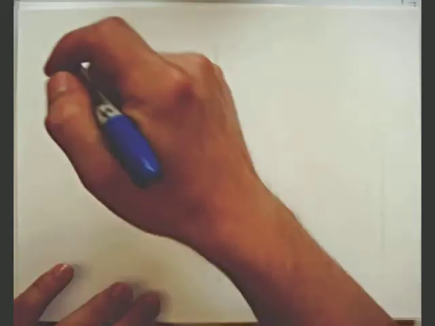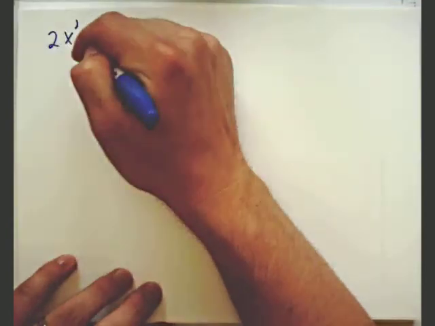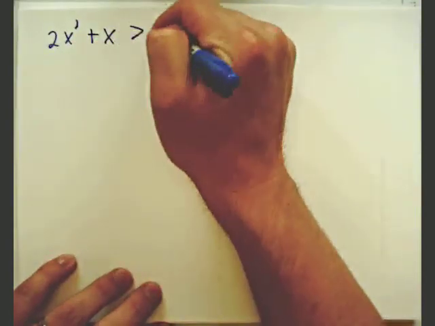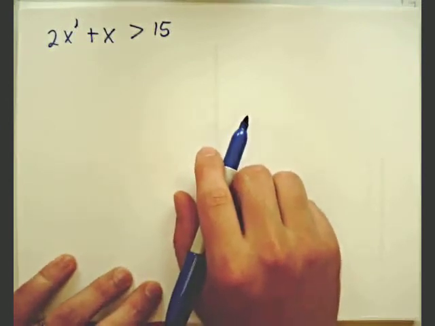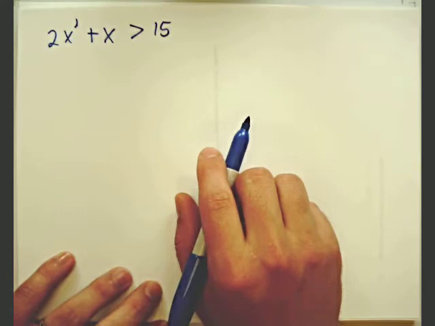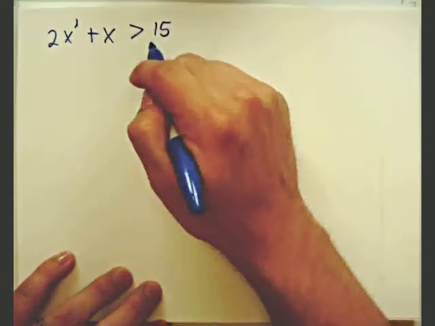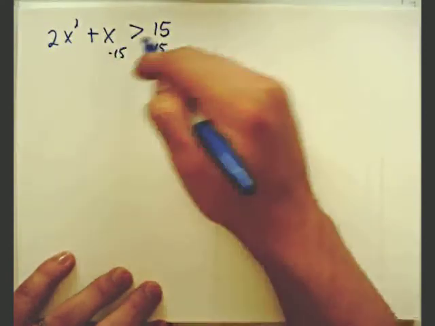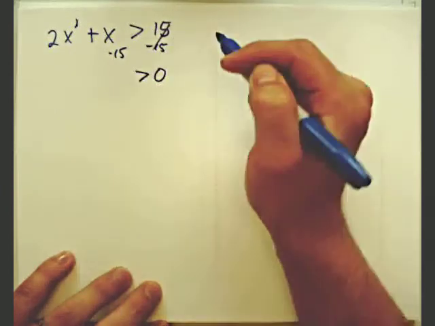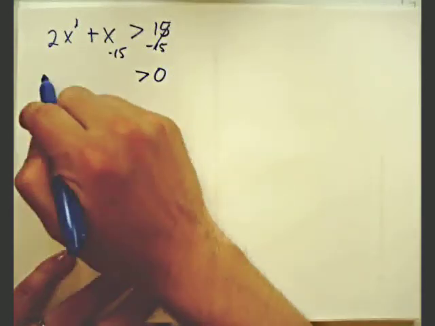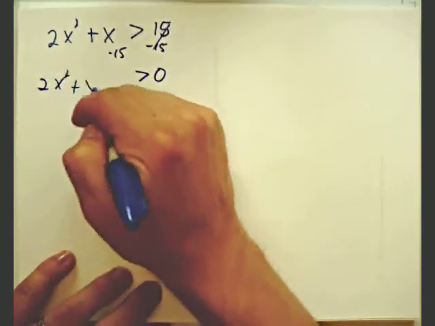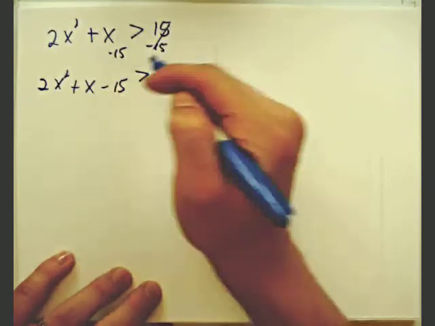So example number 1, we're asked to solve and graph the solution on a number line for 2x squared plus x is greater than 15. So the first thing we need to do is express everything on one side of the inequality. So this would involve subtracting 15 on both sides, giving us 0 on the right. And on the left-hand side, there are no like terms, so we would have 2x squared plus x minus 15.